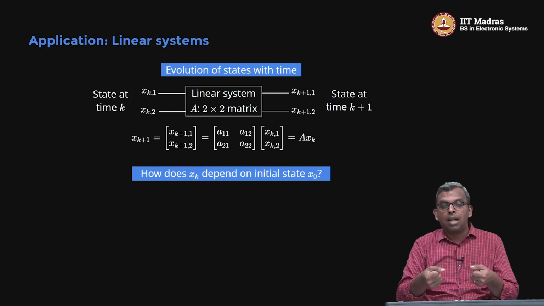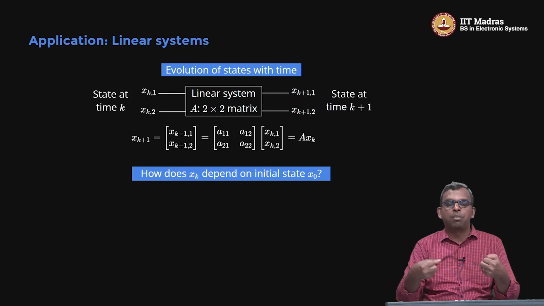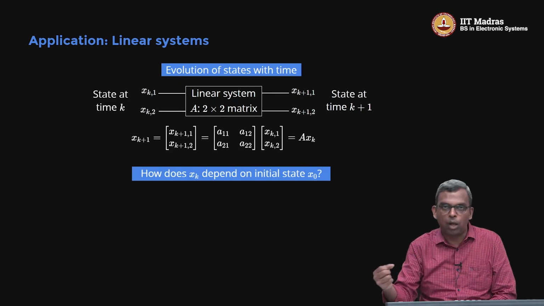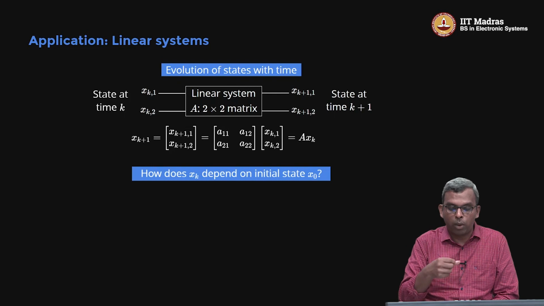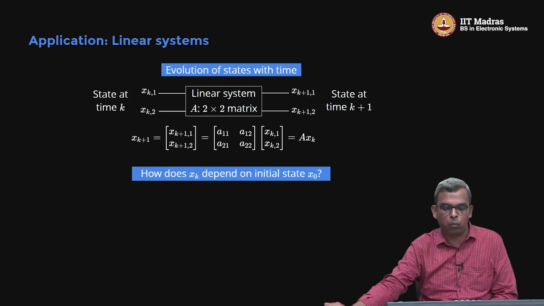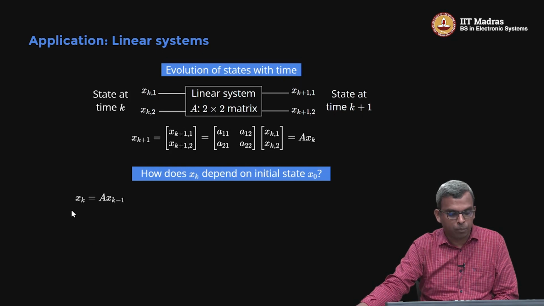For instance, I am very concerned if the state is going to blow up, because if the voltages and currents become larger and larger, then I have an uncontrolled system. Okay, things may burn, right? So, things like that can happen. So, I do not want to allow for that. So, I really need to know how xk depends on the initial state. What if I set the initial state to something, what will happen to xk?